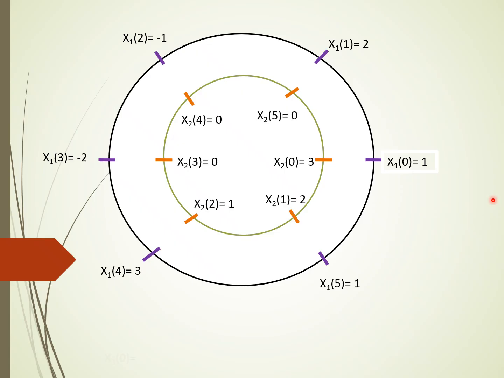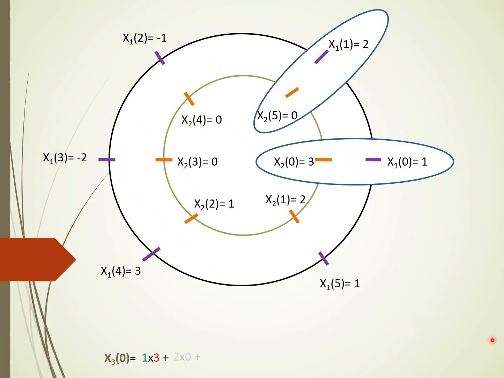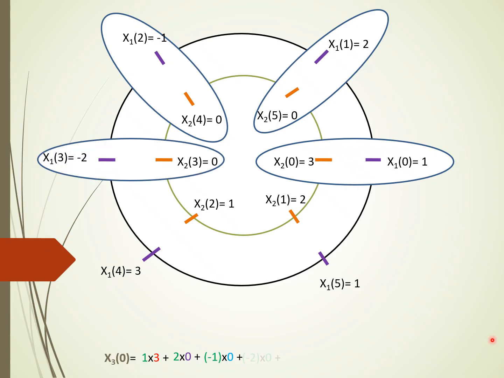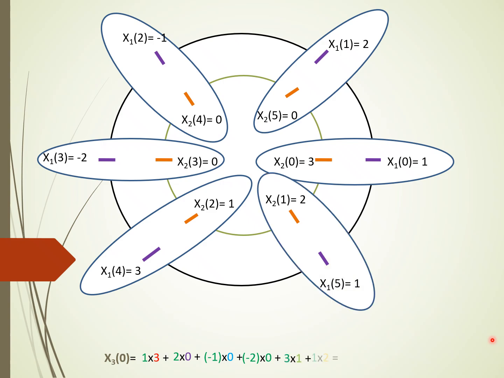After representing these values, we are supposed to find the first element of the output sequence, which is x3 of 0. It is given by multiplying the corresponding elements of the outer circle and the inner concentric circle. In this case, it is 1 into 3 plus 2 into 0 plus minus 1 into 0 plus minus 2 into 0 plus 3 into 1 plus 2 into 1, and we arrive at the value 8. So 8 is the value of the first element of the output sequence x3 of n.